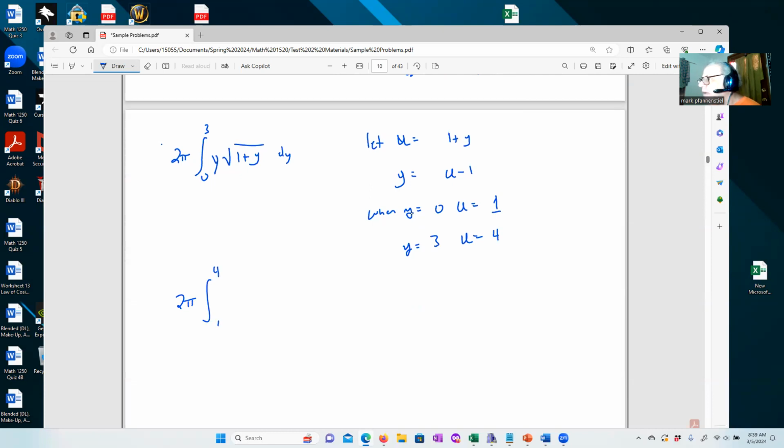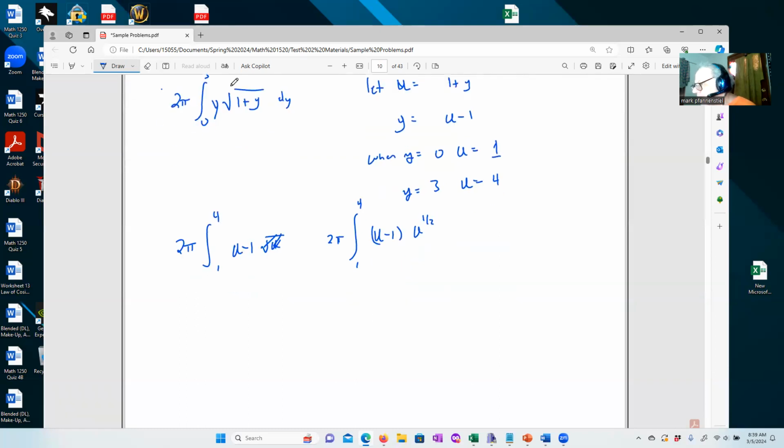What the heck was y? Y was, it looks like u minus 1. Okay, and then we have 1 plus y inside of my square root. So I've got the square root of u here, or u to the 1/2. And then all we're going to do is distribute. So let's go ahead and change that to u to the 1/2. So we're going to say 1 to 4. Now we're in u world. We have u minus 1 times u to the 1/2.